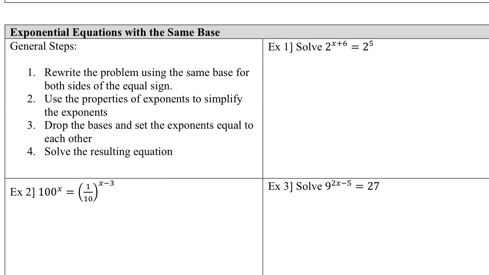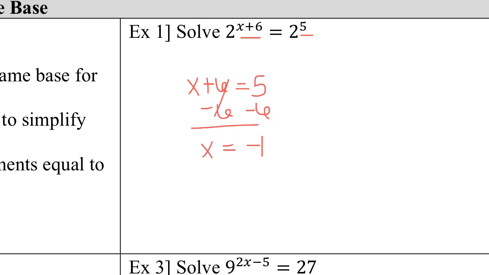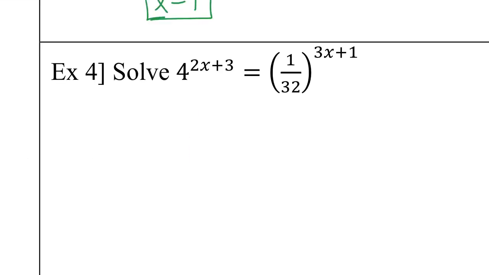So that's the first thing I can do. Since the bases are the same, I don't need them. That means I can take this exponent, x plus 6, and set it equal to the other exponent of 5. This I can solve very quickly. Subtract 6 from both sides of the equal sign. So x equals -1. And there's my solution.